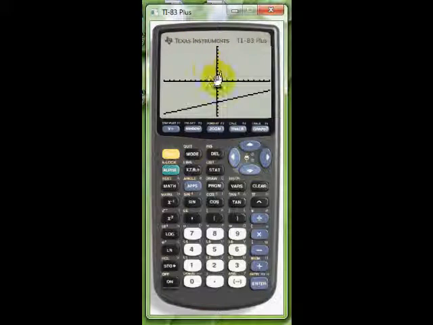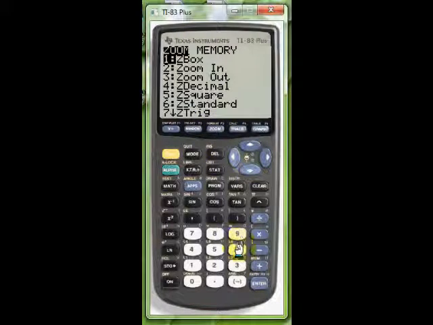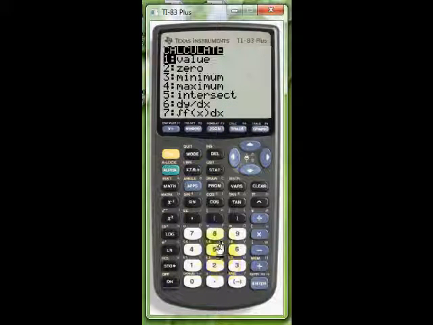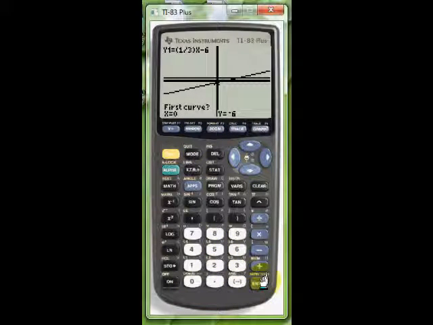And this time we really can't see our intersection. So we're going to zoom 3 to zoom out again and press enter. Still can't see it, so I'm going to press enter one more time. Now I can see it on the screen. So second trace and 5 for intersect and enter, enter, enter. And x equals 63. So my answer is D, choice D.